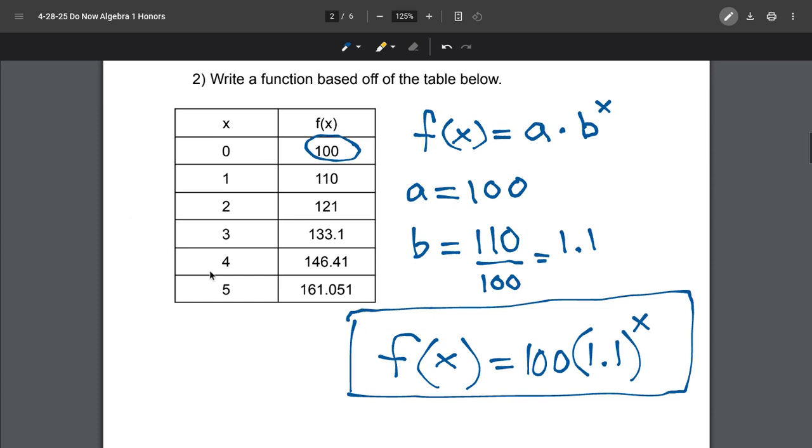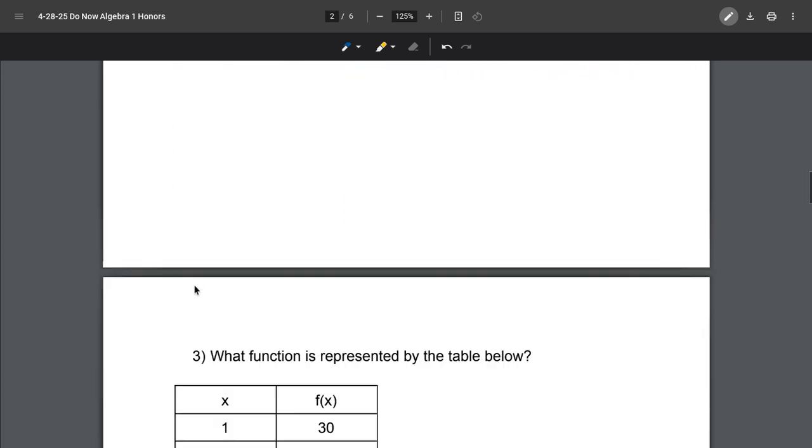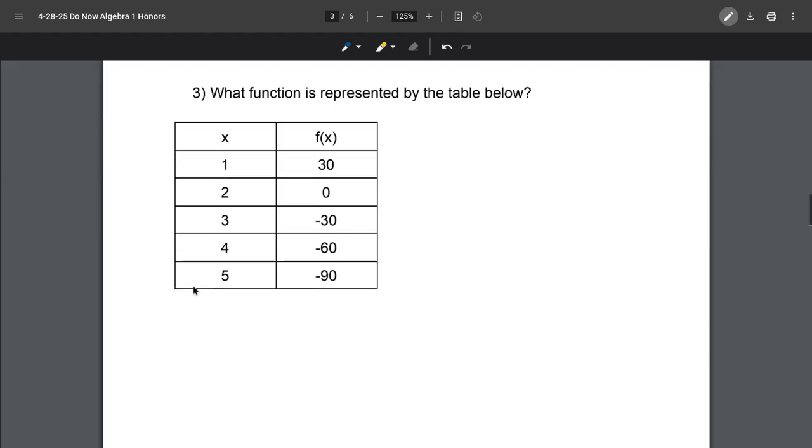Okay, let's look at problem 3. What function is represented by the table below? Okay, so let's look at the change here. So we actually go down 30 here. And we go down 30 again. And each time we're going down 30. So it's a constant rate of change.